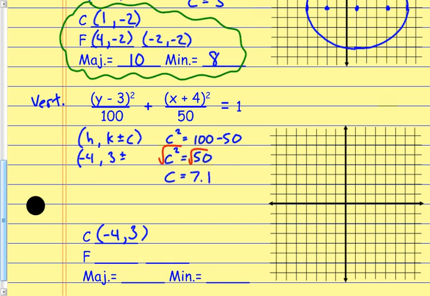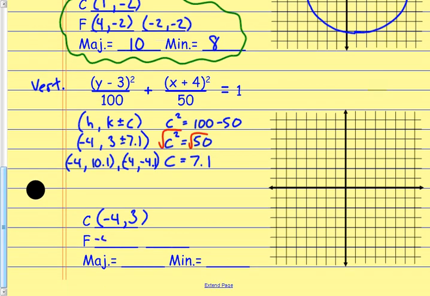So when I do that, it gives me two ordered pairs, negative 4 comma 3 plus the 7.1 is a 10.1. And then 3 minus the 7.1 is going to give me a negative 4.1. Sorry, let me try again. And so those are my two foci. Let me write those down, the negative 4 comma 10.1, and the negative 4, comma, negative 4.1.